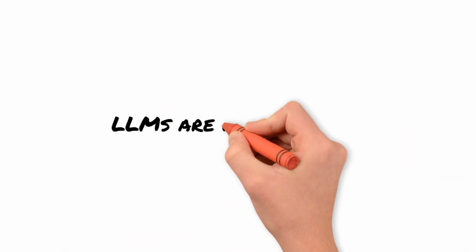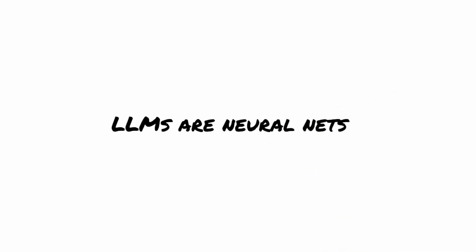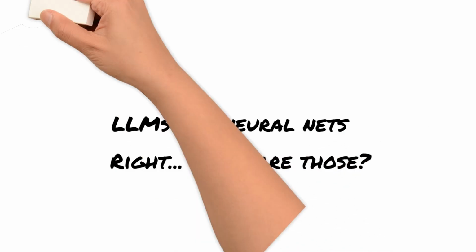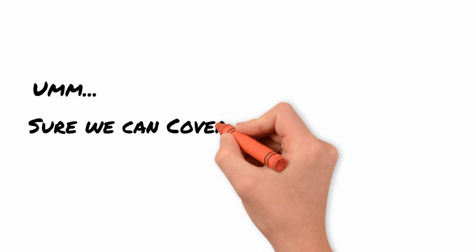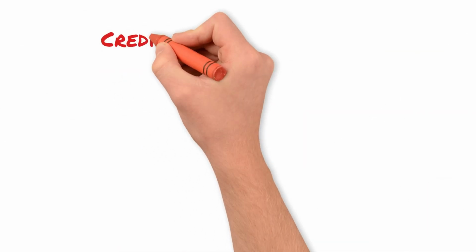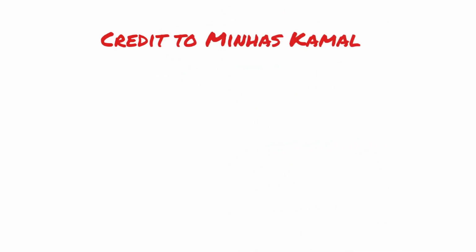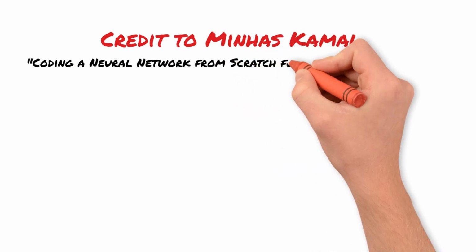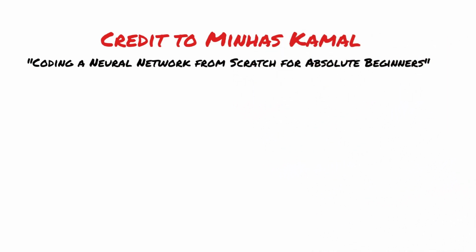Fundamentally, LLMs are just neural networks. And you may be thinking, right, exactly, what are those again? Yeah, about that. We're gonna cover that in a slide, no problem. Actually, we can, thanks to Minhaj Kamal. He's got a great article called Coding a Neural Network from Scratch for Absolute Beginners. Please do go check it out, as it's got a lot of great info, and we're just going to be borrowing one graphic from it.